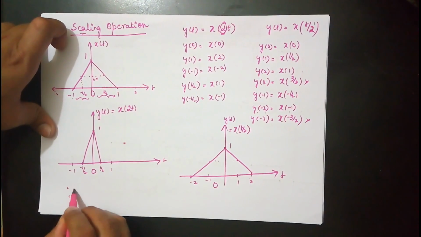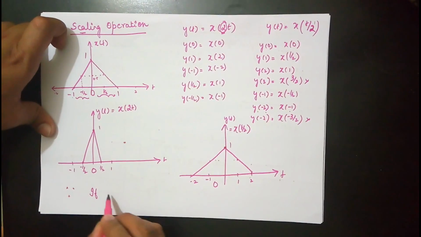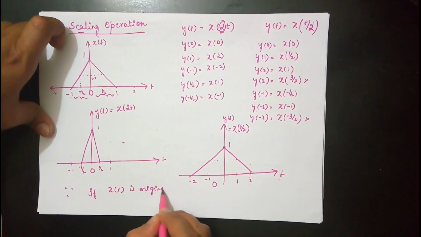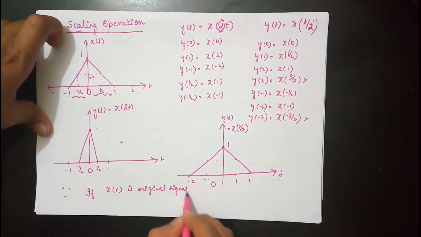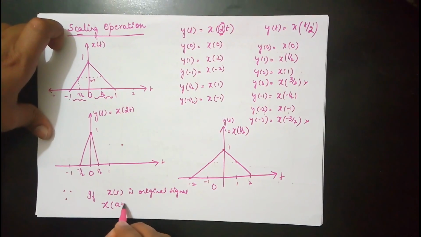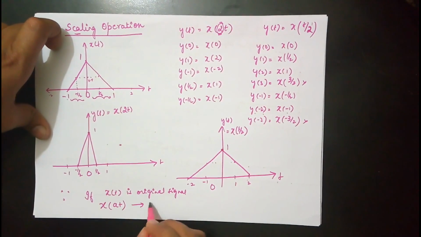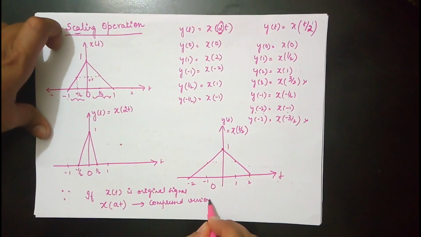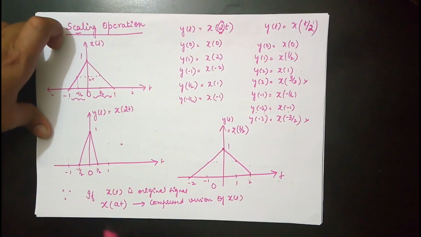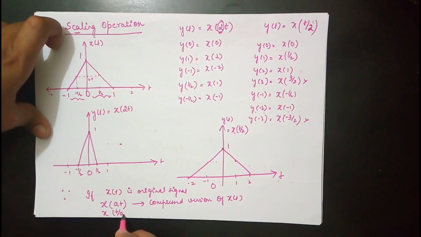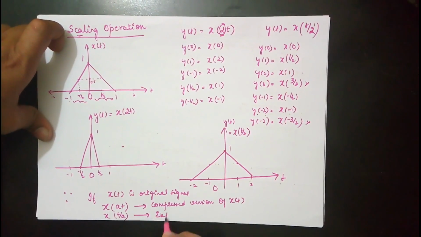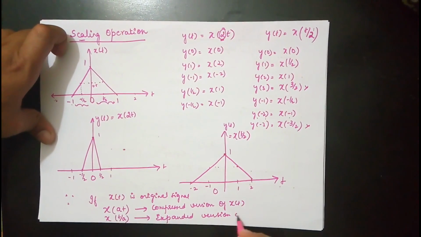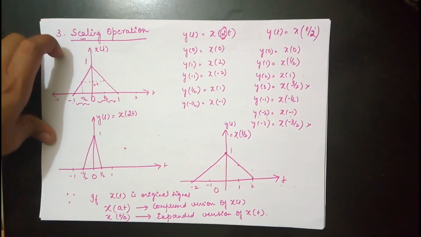So in general, if x of t is the original signal, x of at is the compressed version of x of t, whereas x of t by a is the expanded version of x of t.